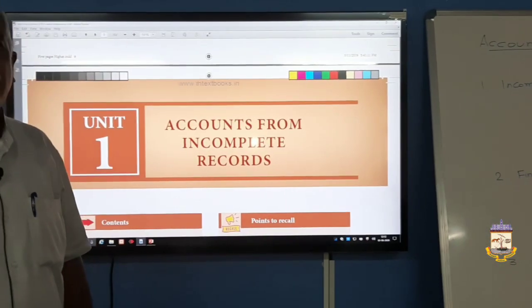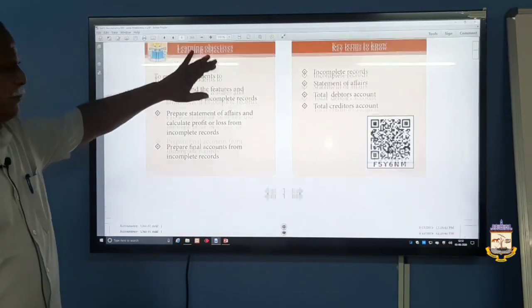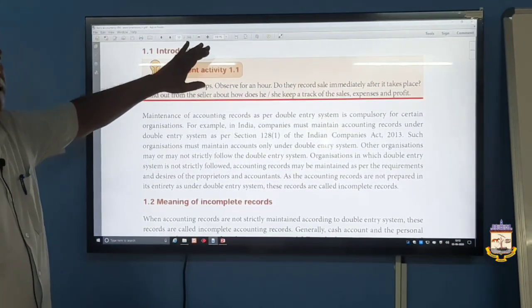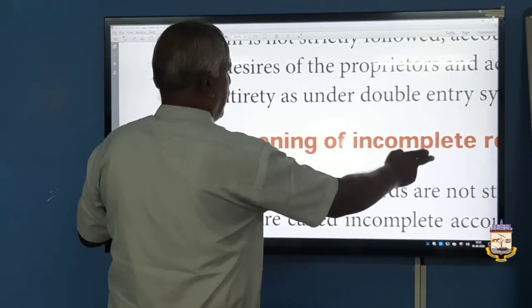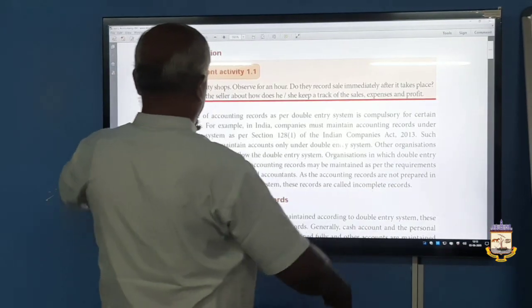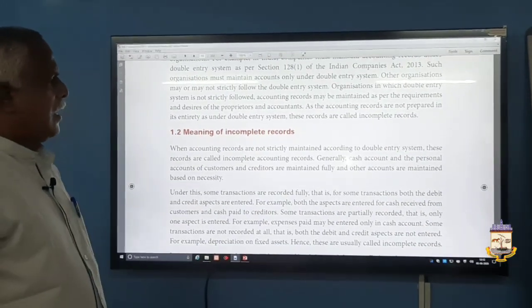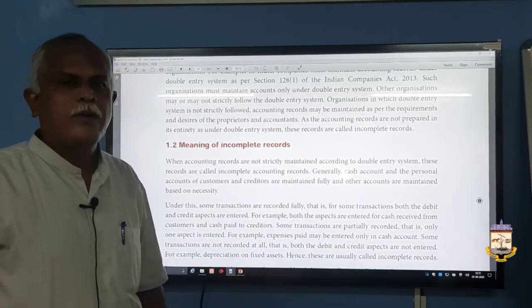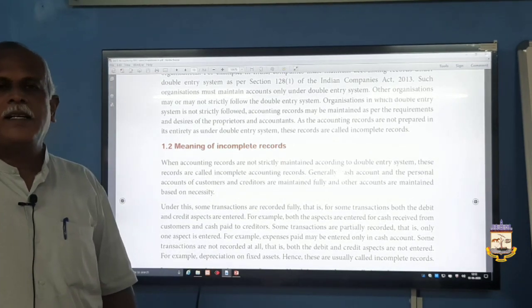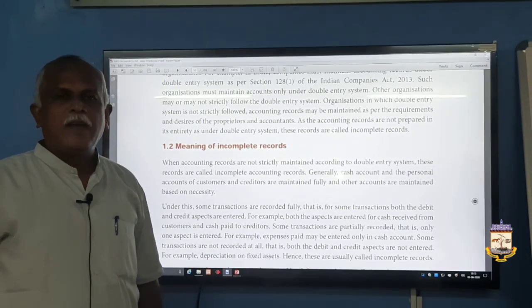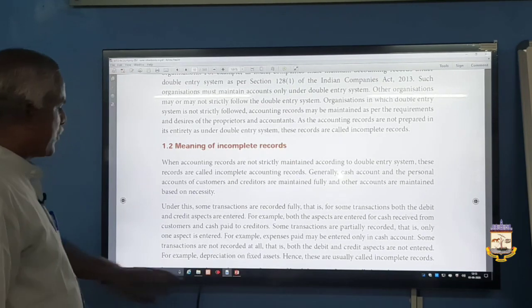Now coming back, what do you mean by incomplete records? We know in this chapter, already during plus 2, we must have learned the double entry system. Meaning of incomplete records: under this, we are going to record only one aspect of a transaction. Those records, the method of accounting in which only one aspect of a transaction is recorded, are called incomplete books.